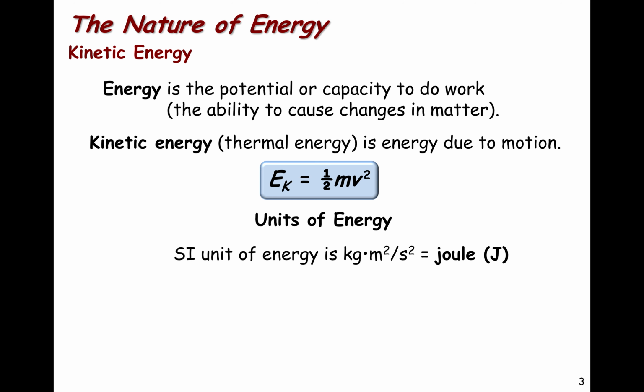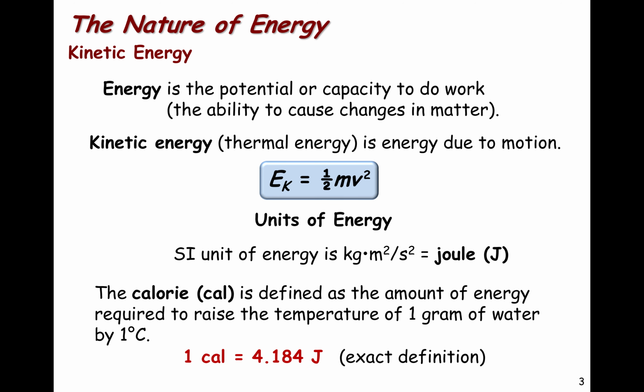The units associated with energy are the joule, which is equivalent to the base SI units of a kilogram meter squared per second squared. The calorie, which is defined as the amount of energy required to raise the temperature of 1 gram of water by 1 degree Celsius, is equivalent to 4.184 joules. This is not the same as the so-called nutritional calorie, which is in fact 1,000 of these calories. And so a nutritional calorie is actually equal to a kilocalorie.